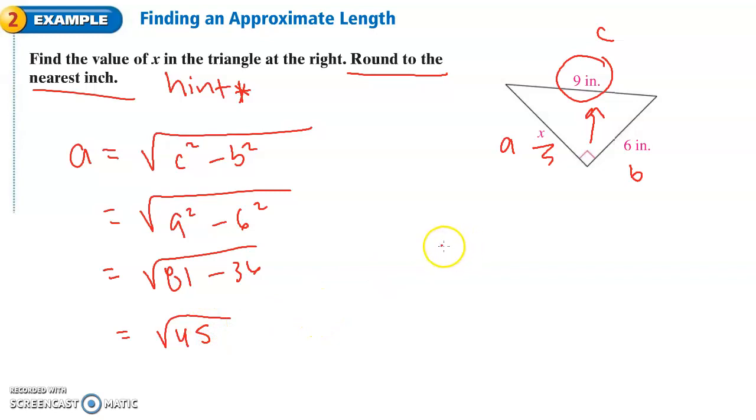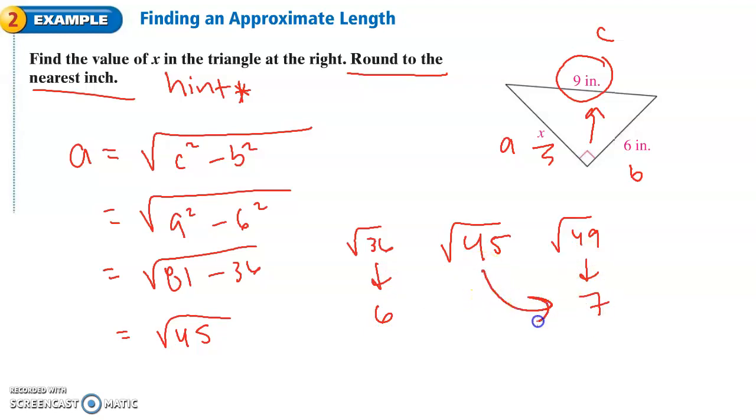Now the square root of 45 is not a perfect square, but I can figure out which one it's closest to if I need to round to a whole number. I know that the square root of 45 is between the square root of 36 and the square root of 49. The square root of 36 is 6, the square root of 49 is 7, and it's closer to 7. So this side length is approximately 7 inches. When they say round to the nearest inch, they want a whole number.